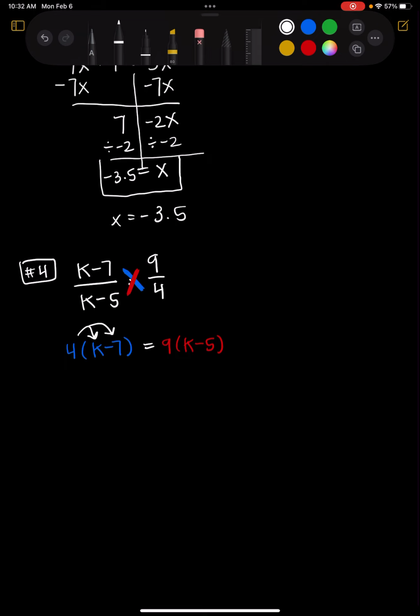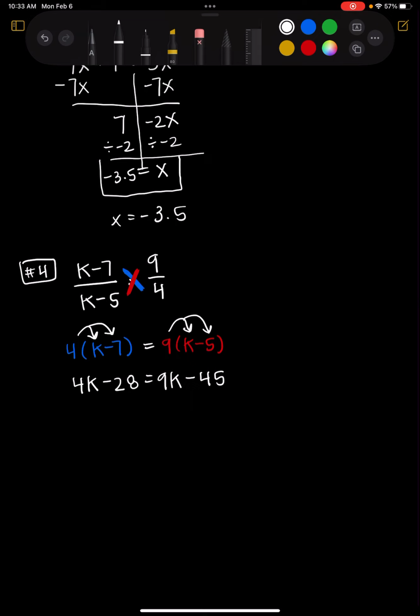So we're going to start with the left side. 4 times k gives me 4k, and then 4 times negative 7 should give me negative 28. Then we're going to distribute on the right side as well. So 9 times k gives me 9k, and then 9 times negative 5 gives me negative 45.